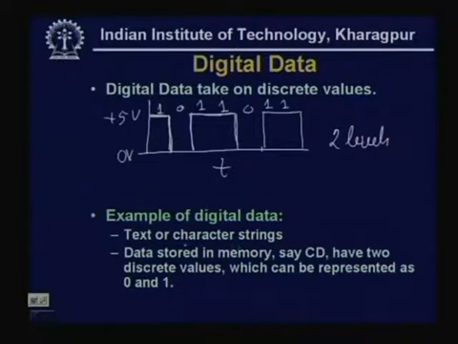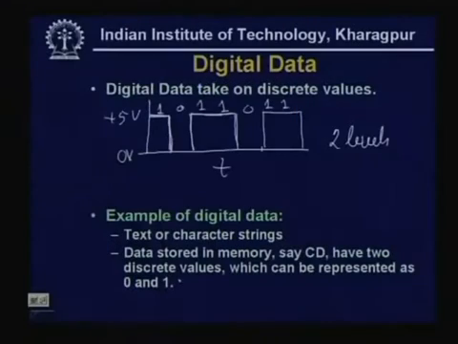Another example of digital data is data stored in memory, say a CD, which has two discrete values that can be represented as 0 and 1. For example, inside the computer, information is stored in the form of zeros and ones. Inside the digital computer, it is essentially the digital domain. There does not exist anything other than zeros and ones. So whenever some information is stored in the memory or hard disk or CD, it is stored in the form of zeros and ones.